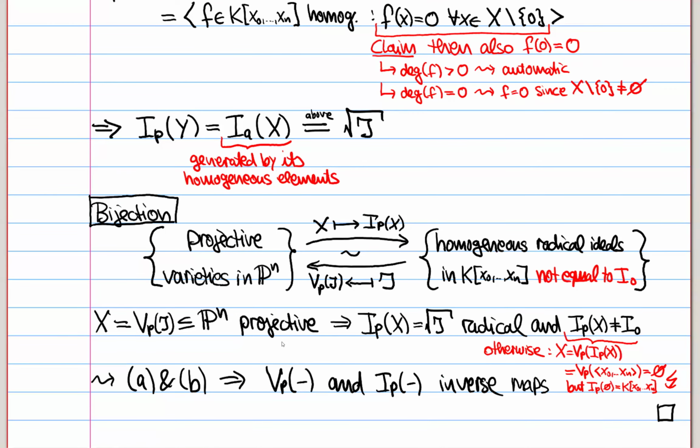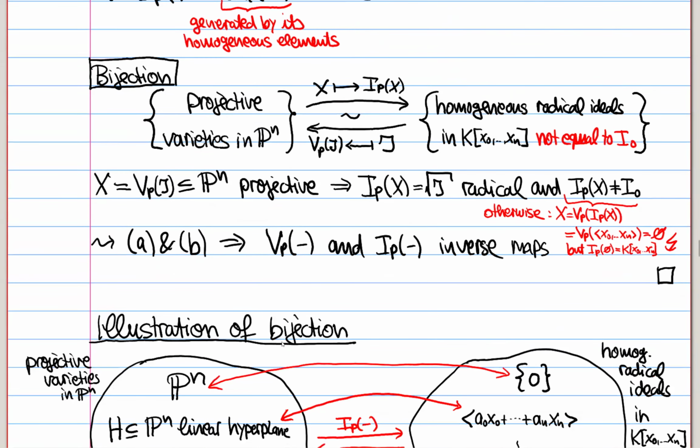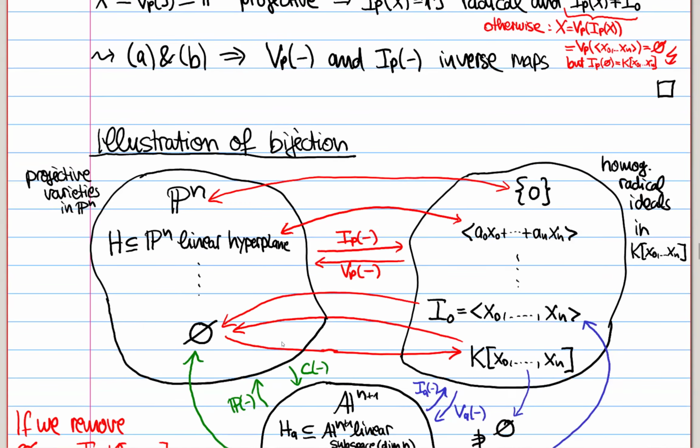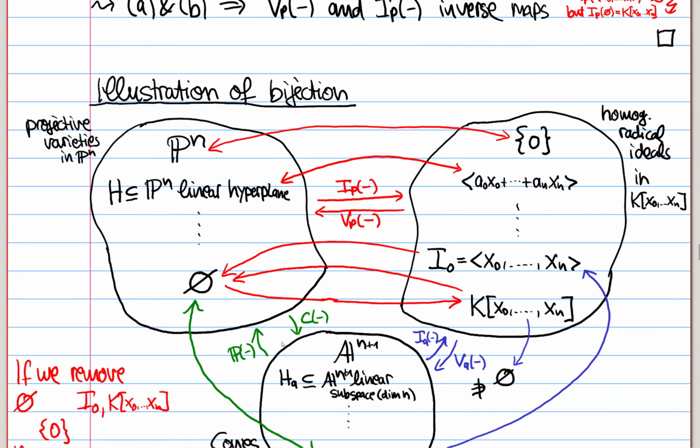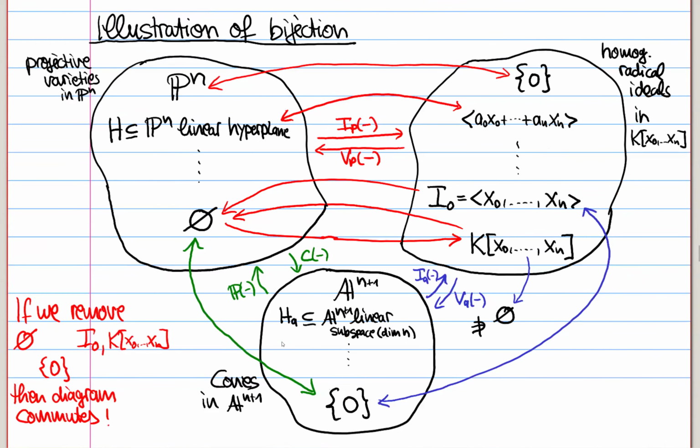And to visualize why all these edge cases exist, I wanted to draw up one big diagram. I know it's a big, intimidating diagram, but let's look at it slowly. So here we have three corners. Here we have the projective varieties in Pn. Here we have the homogeneous radical ideals in the polynomial ring. And here we have the cones. And more or less all these should correspond bijectively to each other.